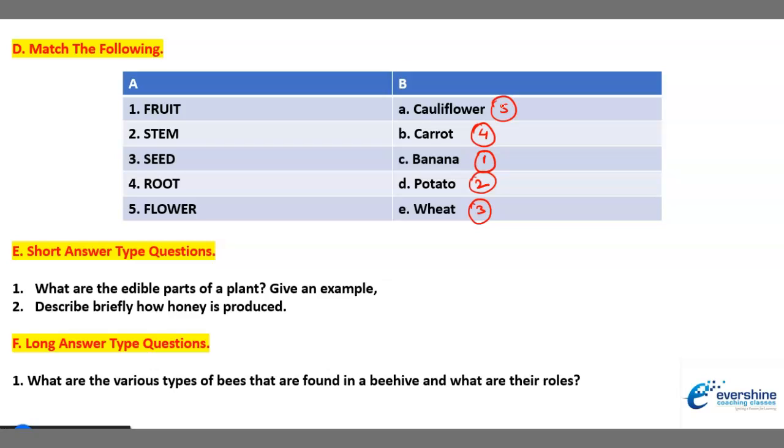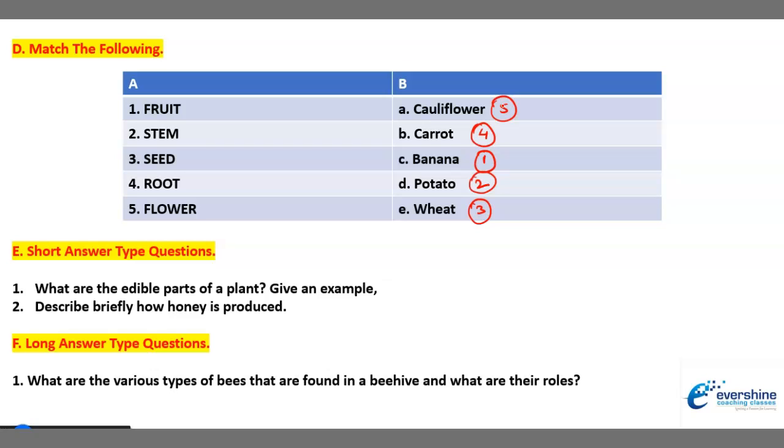Short answer type questions. What are the edible parts of a plant? Give an example. Yes, almost all plants are edible, right? So the answer is almost all parts of the plants are edible. Example: fruits of tomato plant, seeds of wheat, leaves of spinach, and stem of potato. These all are edible. You can write that answer.